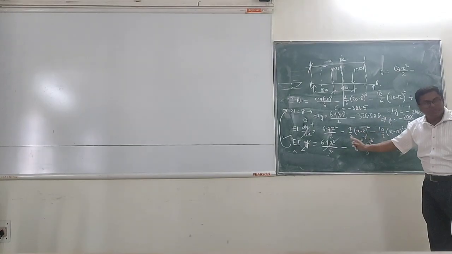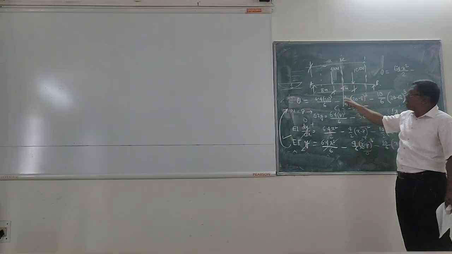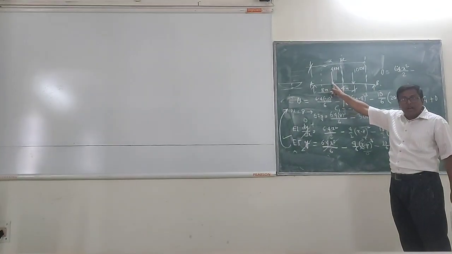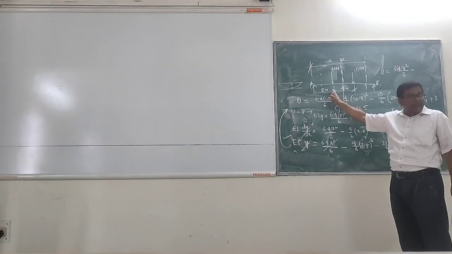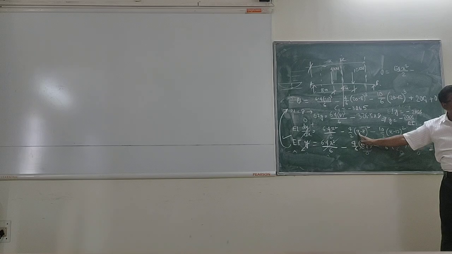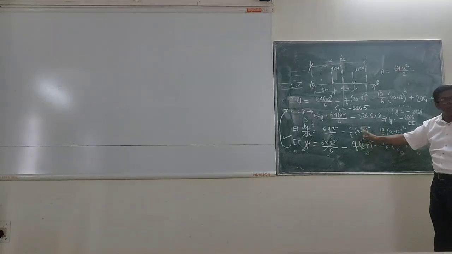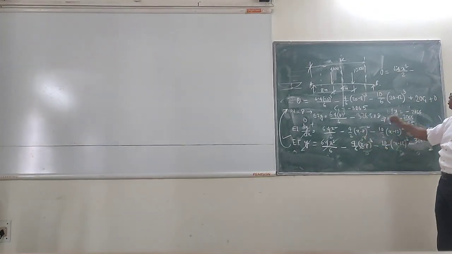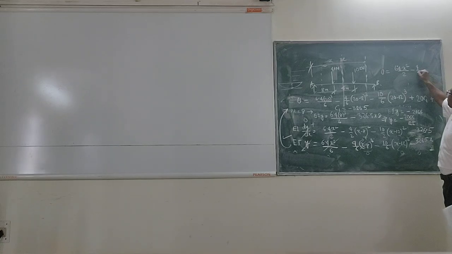Why will it exist? Because the point of maximum deflection will come beyond this 4 kN load, and this 4 kN load is at 8 meter distance. So if x is more than 8 meter, this term will be positive. So I have to consider this. The term will come minus 4 by 2 into (x minus 8) whole square.